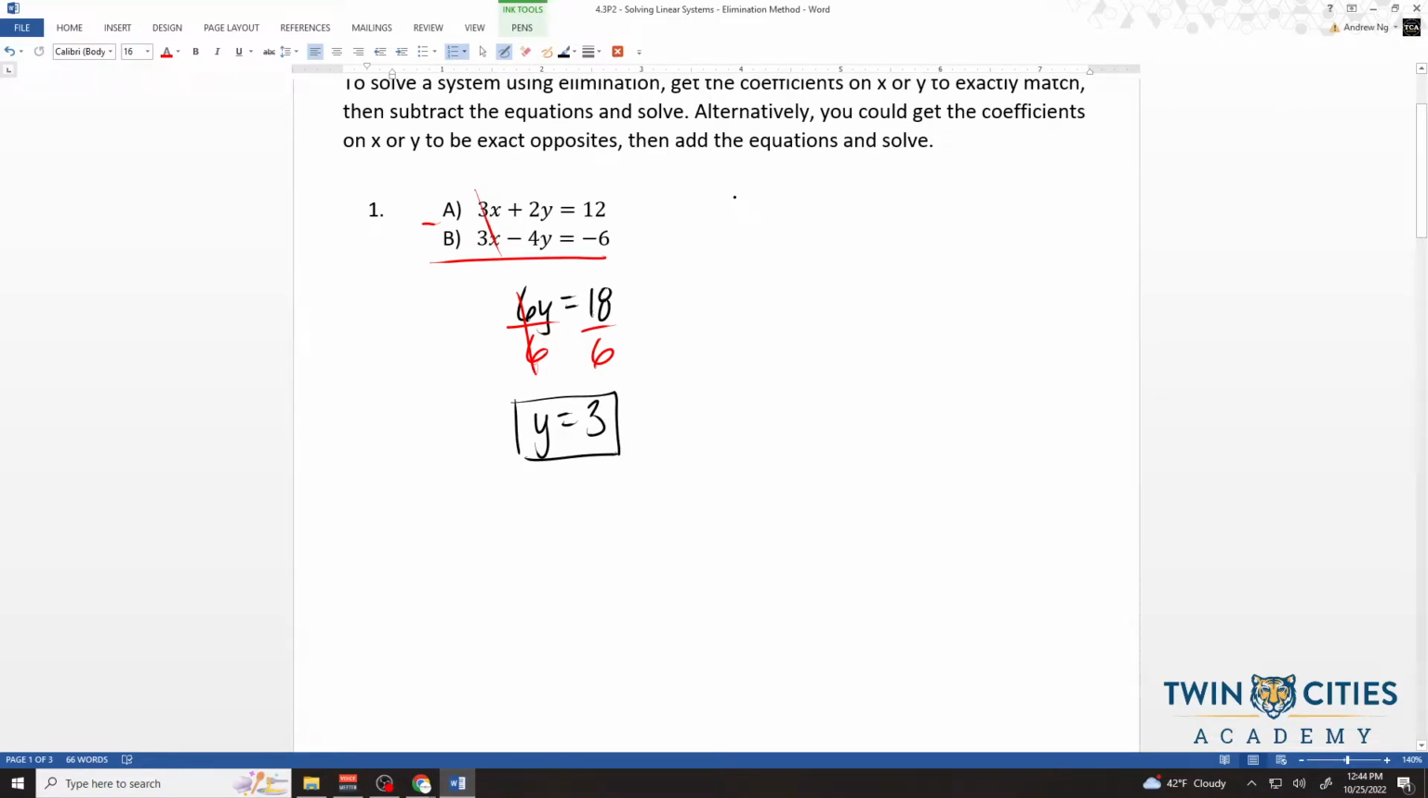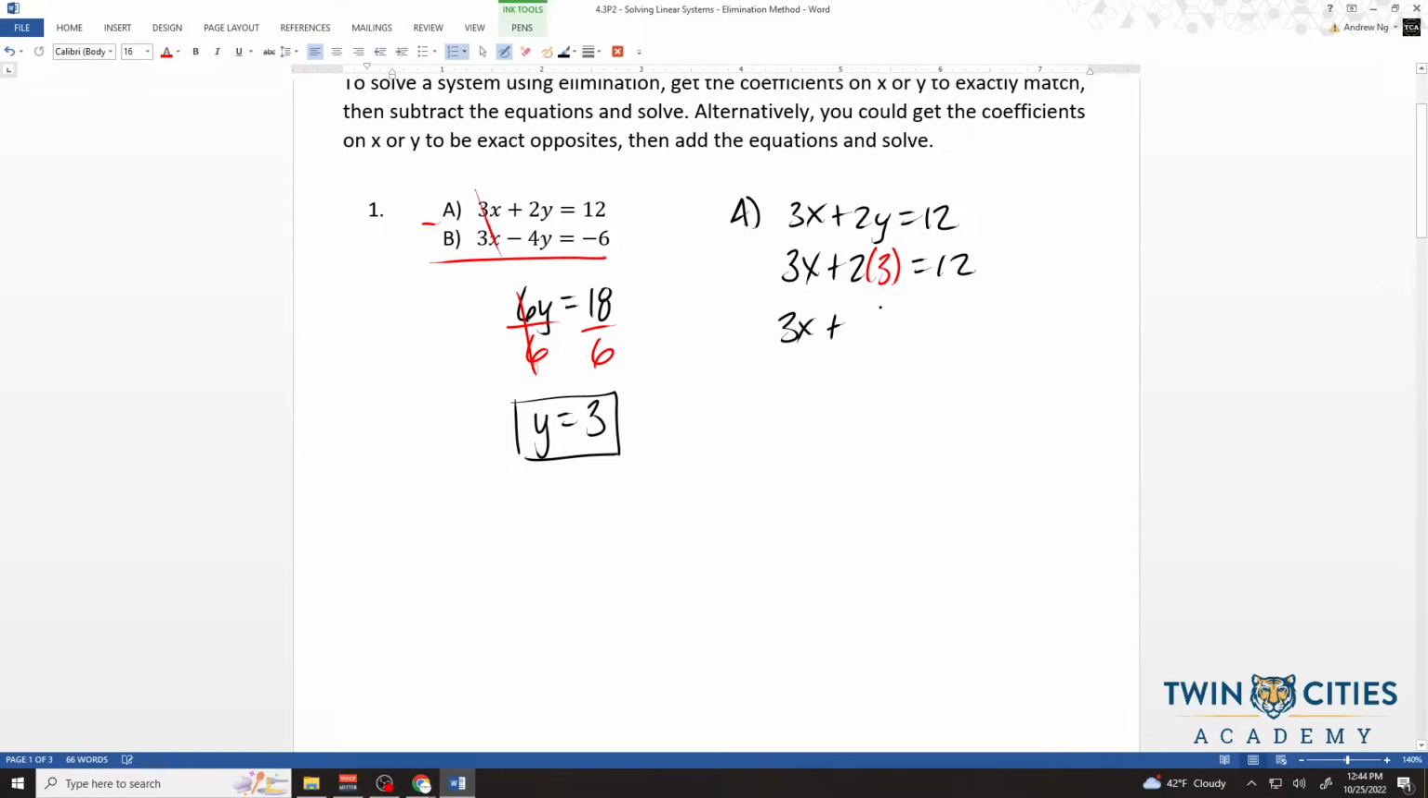Now with this, I can go and plug this into either of my original equations. It doesn't matter which one because this is a system. They're all working in conjunction with each other and I'm finding the intersection of them. So let's just do probably equation A since it doesn't have a negative in it. So I'll go over here and I'll say A is 3x plus 2y equals 12, except now I know y equals 3. So this is going to be 3x plus 2 times, replace y with 3, and this is equal to 12.